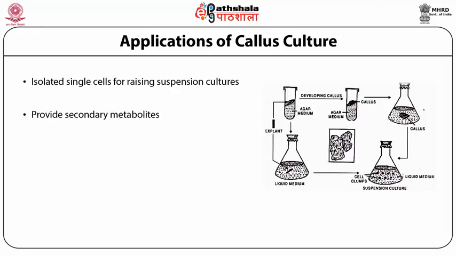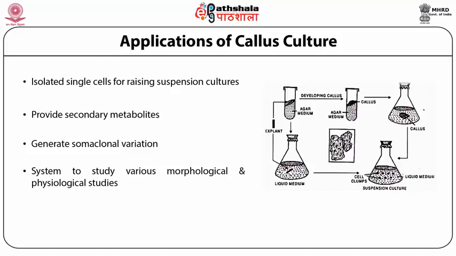Another very good application of this method is to induce somaclonal variation. The plants which are vegetatively propagated, and I'll just give you one example, that is banana, where there is no natural resistance for bacterial infection. So there are possibilities that you induce this variation through suspension cultures. You treat them with mutagens, and then the plants arising out of it might be resistant to fusarium. But then, of course, this is another area of research, and many somaclones of commercial importance have been released. This also provides a very good system for studying morphological and physiological studies.